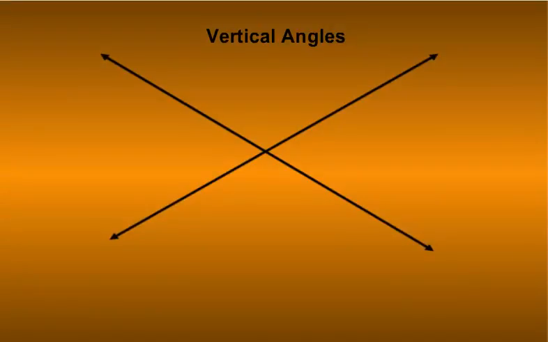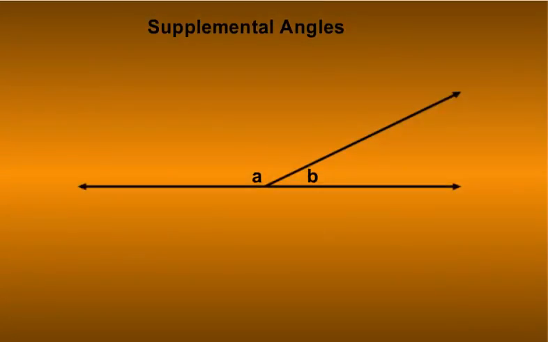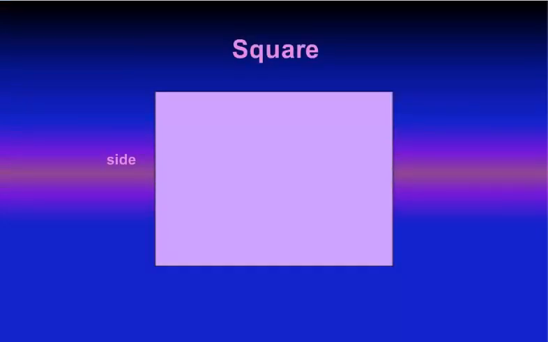Intersecting lines form vertical angles, and vertical angles are equal. And remember that supplemental angles share a line and total 180 degrees. The perimeter of a square is 4 times the side. You've got 4 equal sides. The area of a square is side squared.